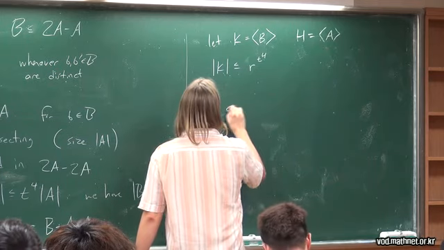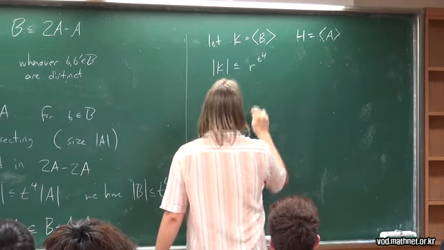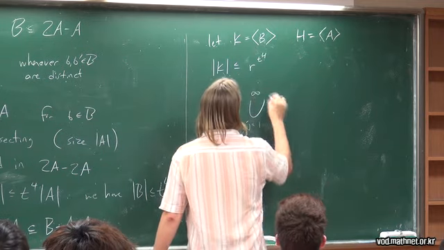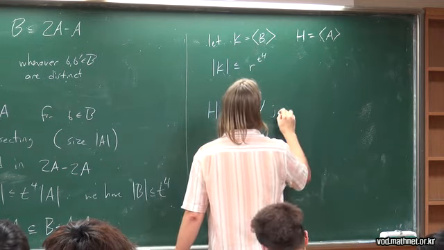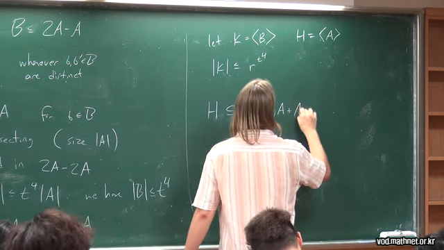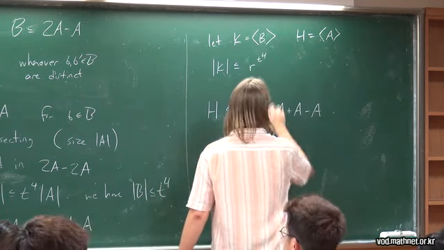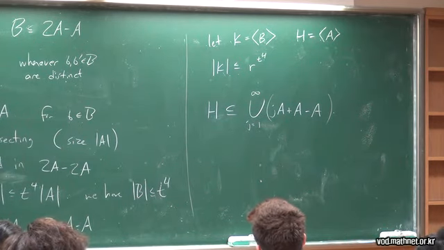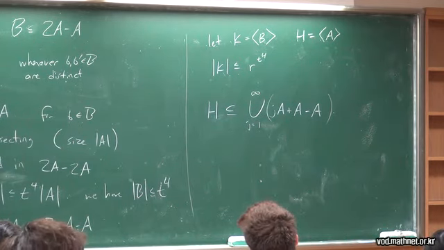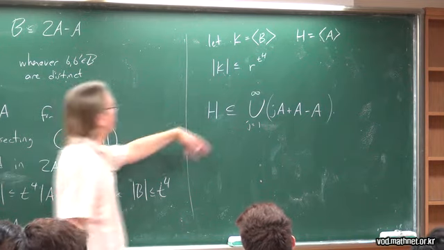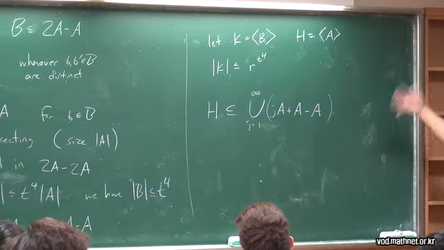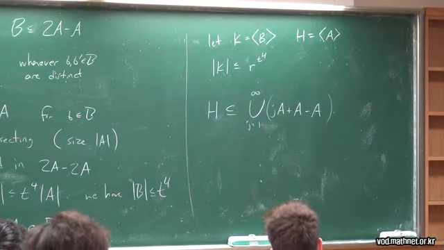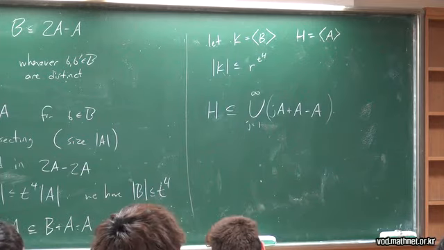Right. So now what I claim is H I can express as a union as J goes from 1 to infinity of sets of the form J times A plus A minus A. There's not much, this is immediate, right? Because I'm letting J run from 1 to infinity. Every element in H, you can get by adding up elements of A enough times, right?